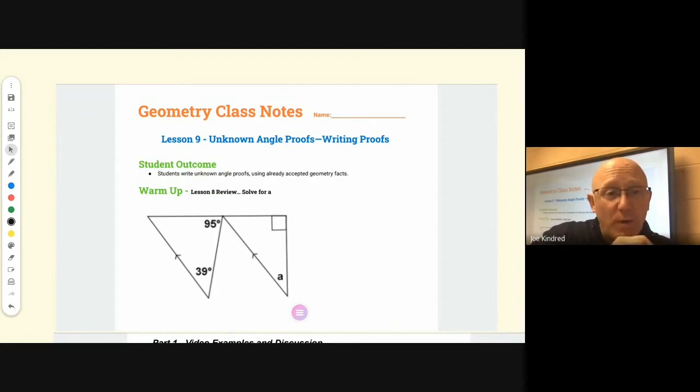Students, you will be able to write unknown angle proofs using already accepted geometry facts. Let's get started, as we've already done the warm-up problem, with that introduction to writing proofs, proving things, in other words.